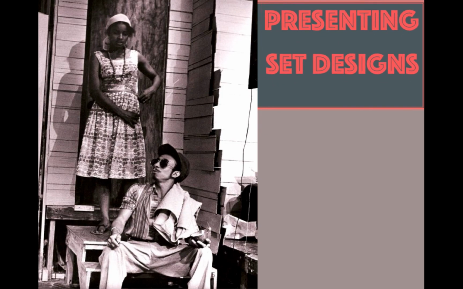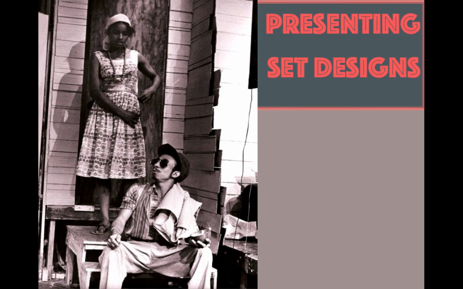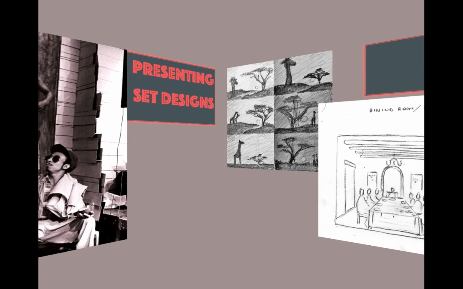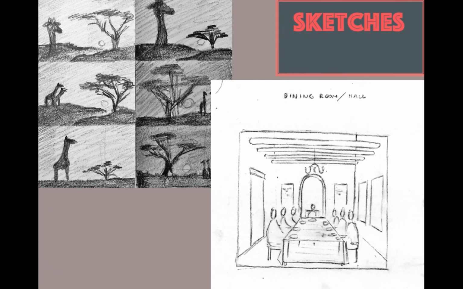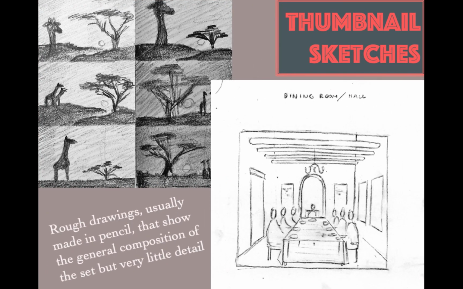So let's look at how, as a set designer or a dramaturg who is researching different types of architecture, you're going to put these designs down for the creative team to see. So the first one would be thumbnail sketches, which is basically a rough sketch.